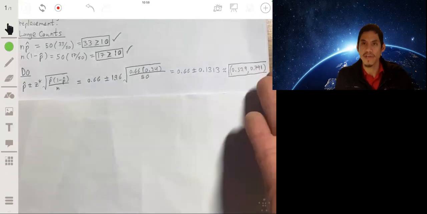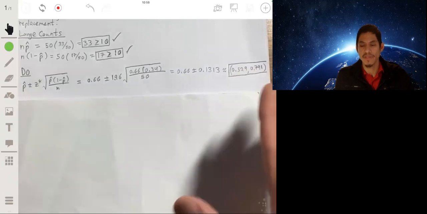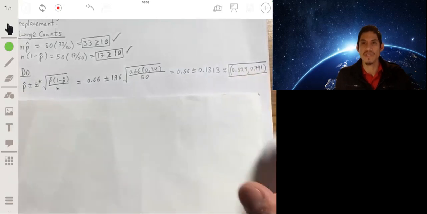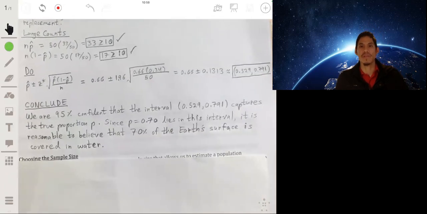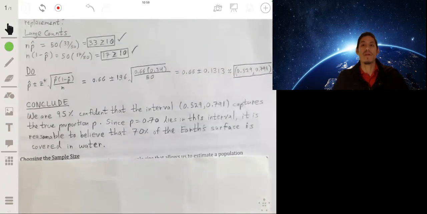It's a plausible value, we can say. It's reasonable to believe that the true value of P is 0.7 because it lies in our 95% confidence interval. Doesn't mean that it is for sure, but it just essentially means that we have reasonable enough proof to agree with her.